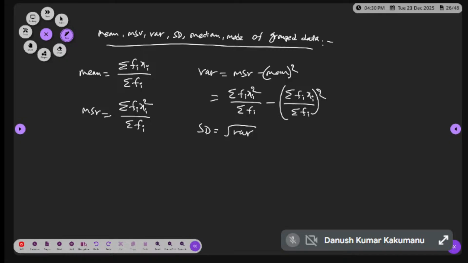Mean squared value, variance, standard deviation. What does this mean here? This is nothing but a weighted average. Yes or no? Weighted average. Then coming to median, what is the median formula? L plus n by 2 minus m divided by f into C.